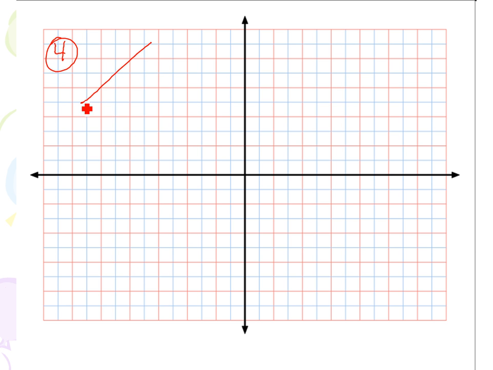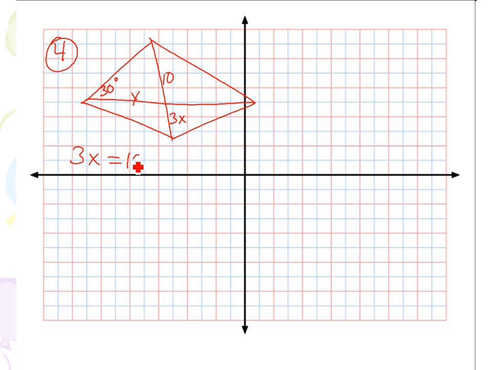Can you guys see that? All right, my shape doesn't look like it should look, but it's going to have to do. 30 degrees, this is Y, this is 3X, this is 10. Which one's easiest to find first, X or Y? X. What's 3X have to equal? 10, so X equals 3.3. No, don't tell me that. I don't want to hear silly stuff like that. What is X supposed to be? 3 over 10, or I don't want a decimal. 10 over 3. You could leave it 10 over 3, but there's a little better answer than that.